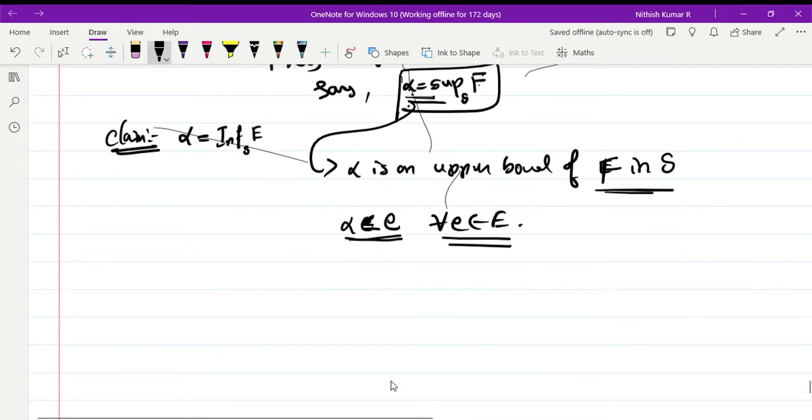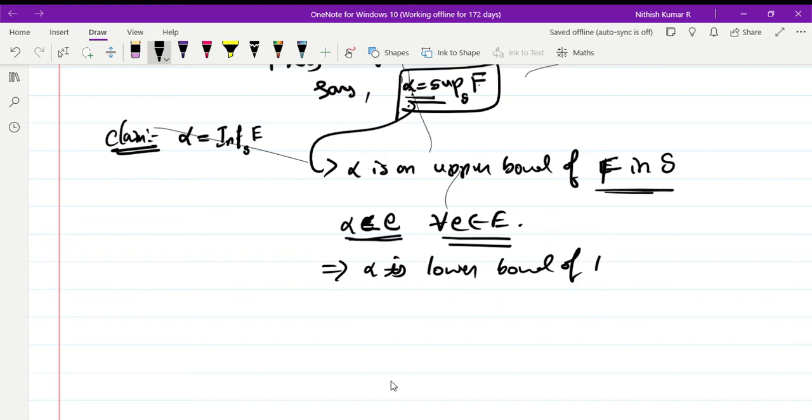Now observe, alpha is less than or equal to e for all e belongs to E implies my alpha is a lower bound of E in S. So we need to show alpha is an infimum of E, that is, to show that alpha is the greatest lower bound of E.